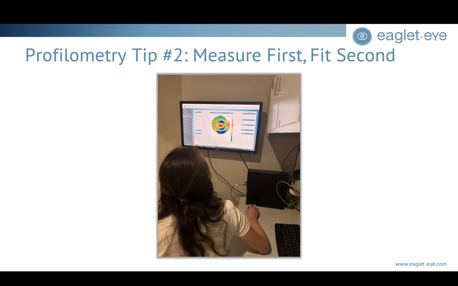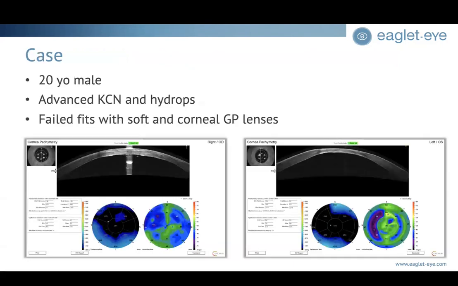I mean, you could do it in reverse because that's also a way that you can get to the finish line, but I want to share a case next of a 20-year-old male, advanced keratoconus and high drops. He came to the clinic with failed fits with soft and corneal GP lenses. Here's an example patient. You can see some scans just to show his high drops is kind of cool.